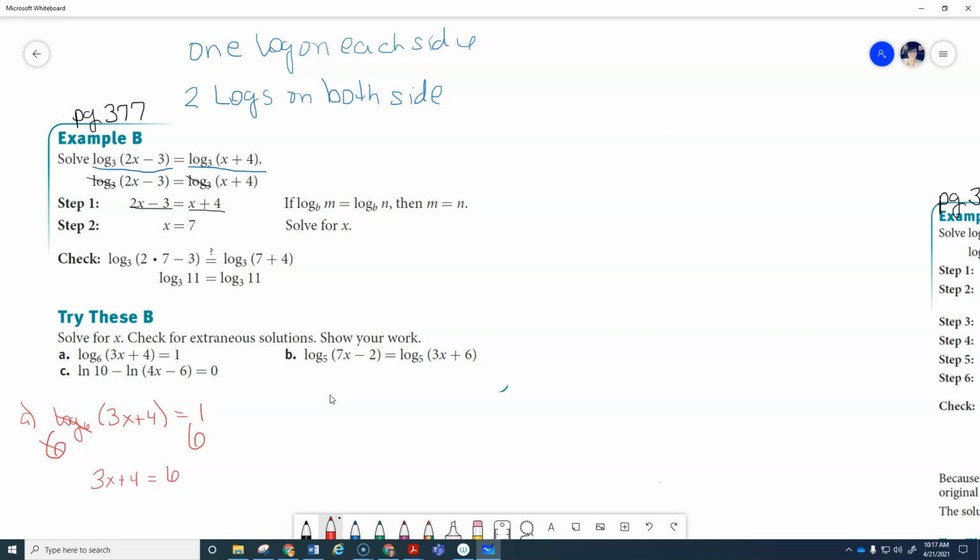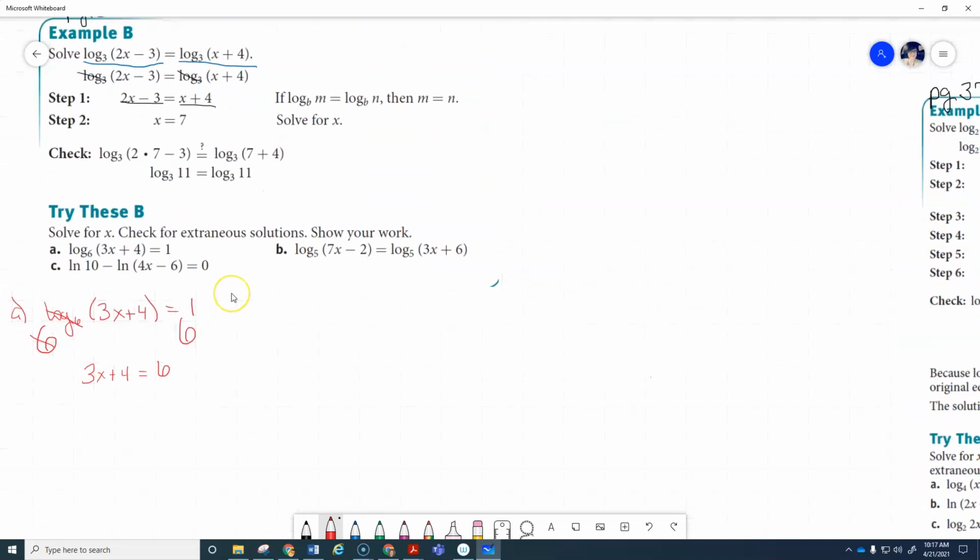Now this is just a regular algebra problem that we subtract 4. 3x is equal to, that's 2, divide by 3, and we get x is equal to 2/3.